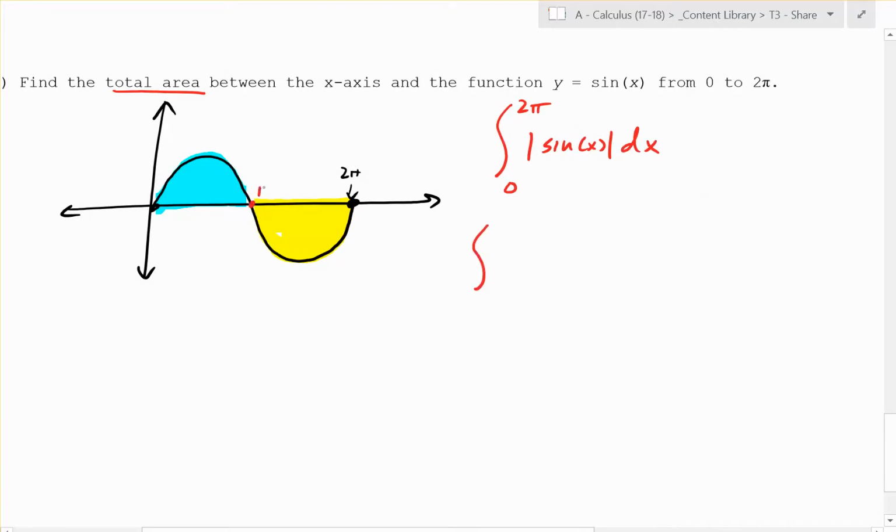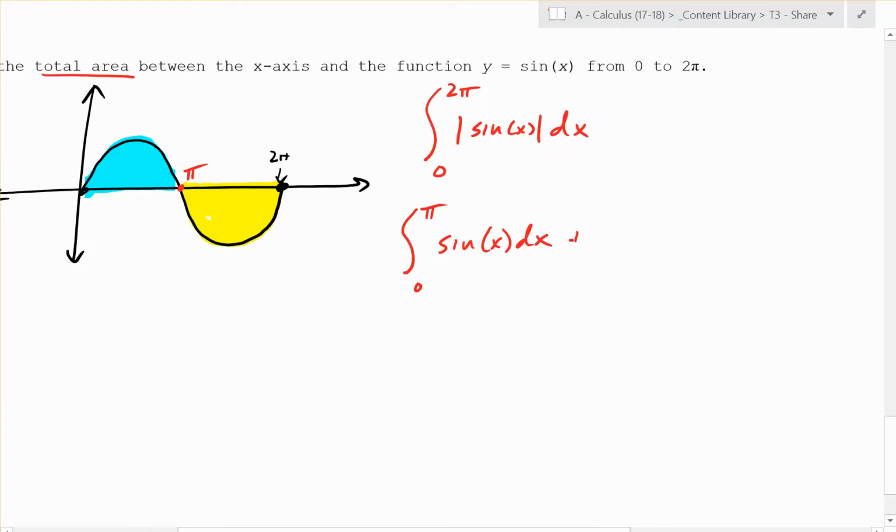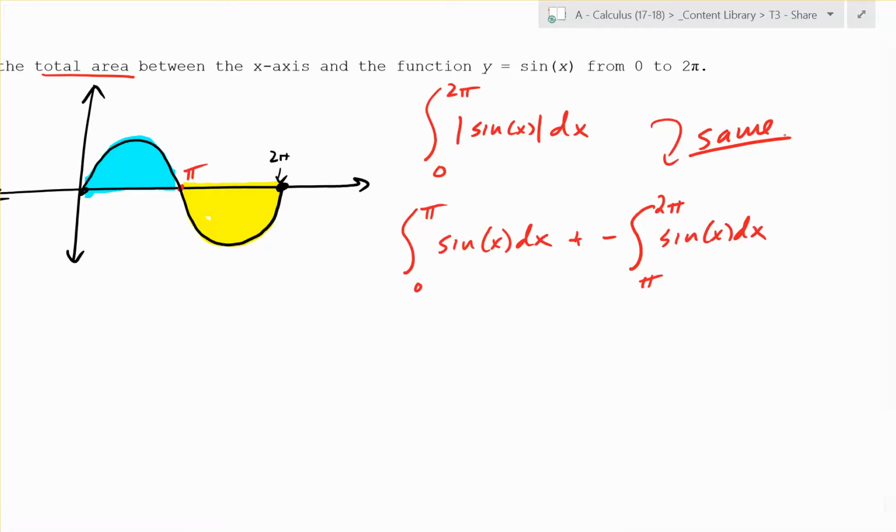It's going to cross at pi right there. So it's 0 to pi, and this is the blue area, of sine x dx. And then what are we going to add to that? We add the opposite of the integral from pi to 2 pi of sine x dx. These are the same. Total area means we want to count everything as positive, not above and below. Okay, so we can do that separately.